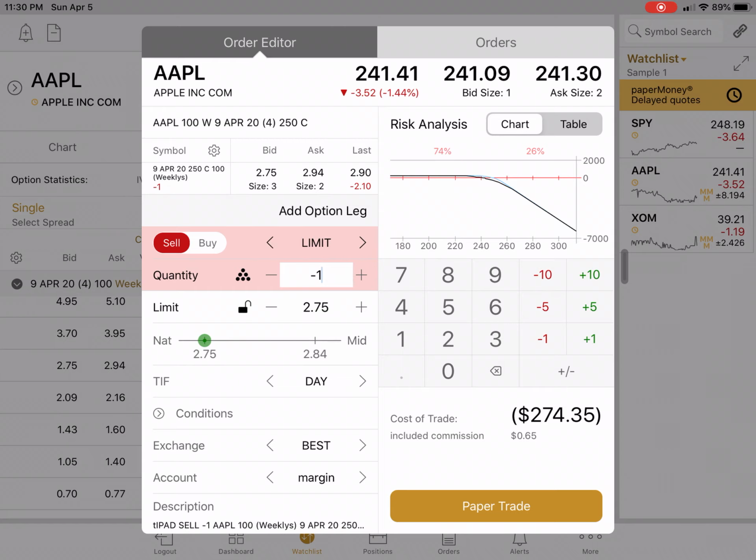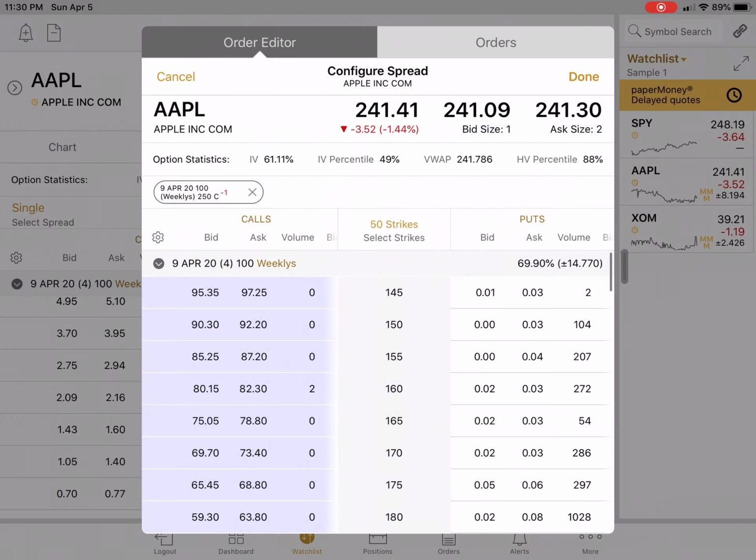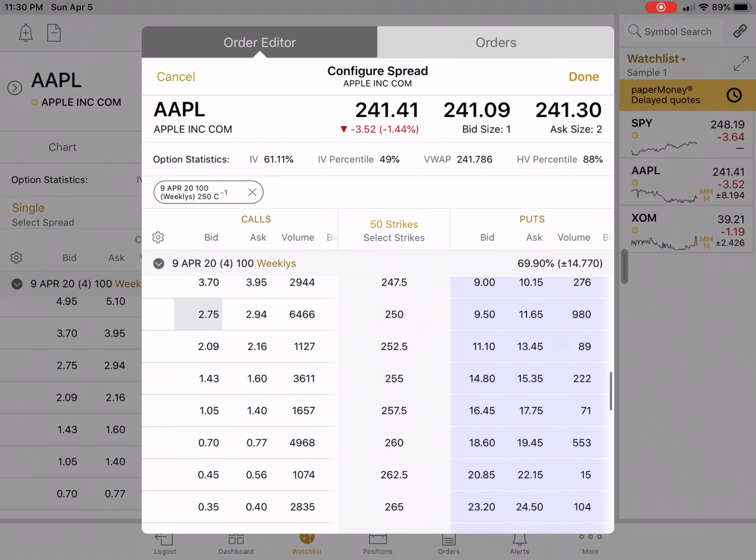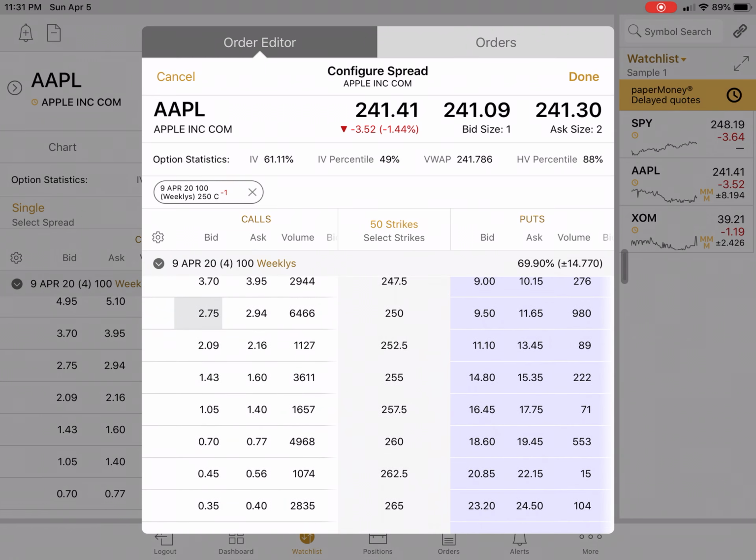Now I need to add an option leg, because if I were to write a naked call, it would be a tremendous amount of loss. Sky's the limit. So I need to buy myself a protective call or an insurance, or I need to cover myself. So just to be consistent with our lecture example, I'm going to buy the 260 strike price at 77 cents. So I'm going to tap on that.